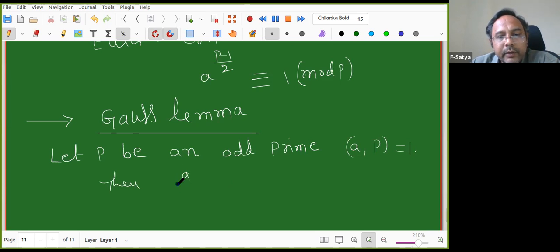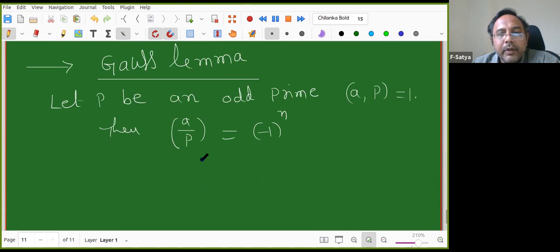Okay, then Gauss gave something, so I'll define this symbol. This symbol is called the Legendre symbol, which is equal to minus 1 to the power n. Nothing actually: if A by P equals 1, then A is a quadratic residue modulo P. If it is minus 1, it is a quadratic non-residue modulo P. Either 1 or minus 1 only. This is a definition called the Legendre symbol. If it is 1, then A is a quadratic residue modulo P. Otherwise, it's defined as minus 1 if A is a quadratic non-residue modulo P.